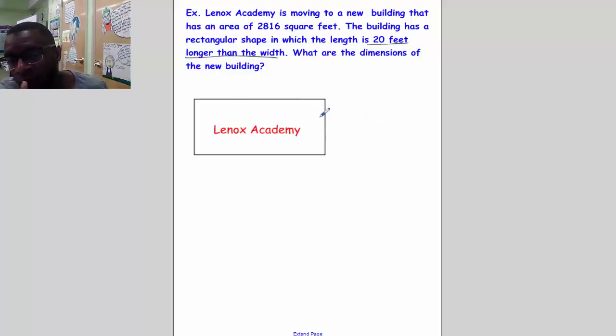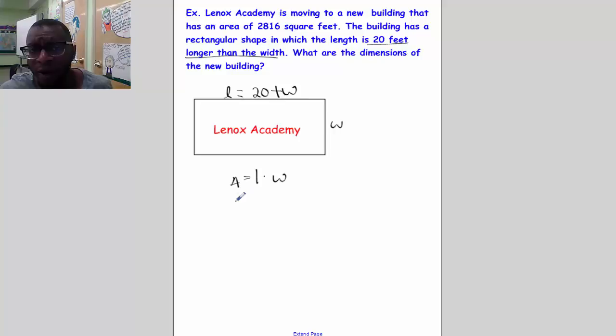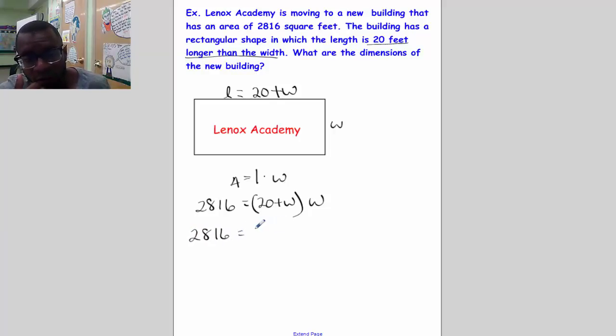Here I'm going to just use w for width. And so my length, L, is going to be 20 plus w, or w plus 20. Okay, and I want to find the dimensions according to these expressions that we have set up. So I'm going to use my area formula for a rectangle, which is length times width. And I know my area. My area is 2816 square feet. And my length is 20 plus w. And my width is simply w. And so I have 2816 is equal to 20w plus w squared.